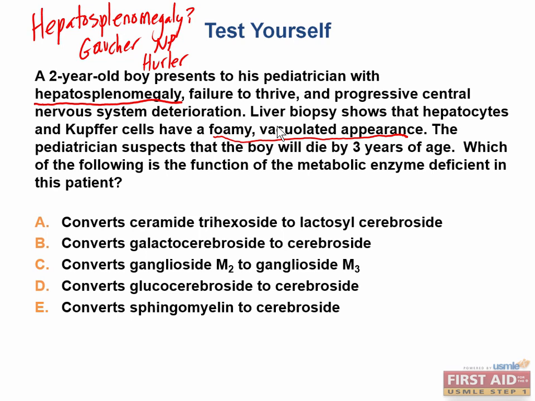Do you remember how we can remember the Niemann-Pick enzyme? Well, you pick your nose with your finger. So sphinger. Sphingomyelinase is missing, which is going to convert our sphingomyelin to cerebroside. So our answer is going to be E. A sphingomyelinase deficiency is going to cause sphingomyelin to accumulate, so option E is our correct answer here.